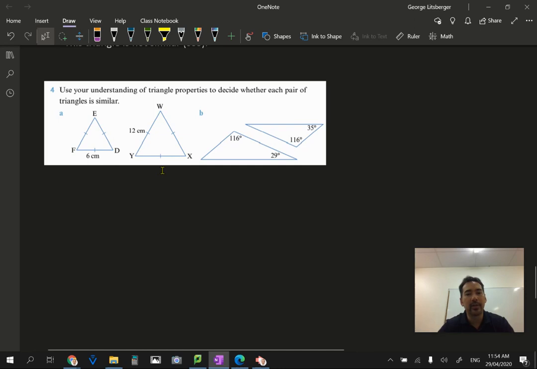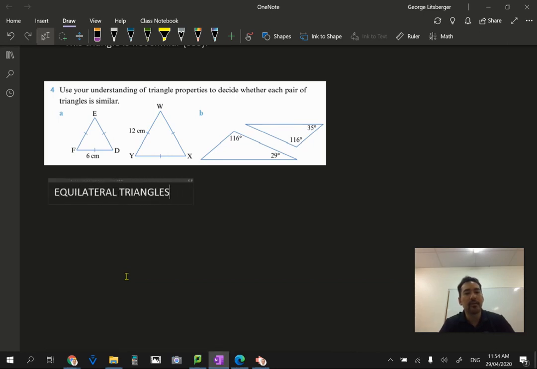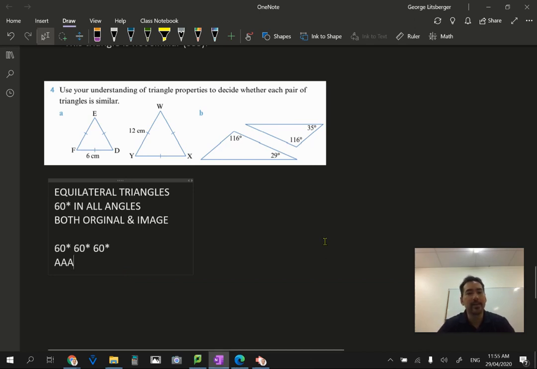So, looking at question 4a, we have an equilateral triangle, DEF, and then over here we have an equilateral triangle, WXY. Because these are equilateral triangles, they have 60 degrees in all angles, and that's for both cases, both the original as well as the image. So if they have 60 degrees, 60 degrees, 60 degrees for all angles, we can say that they must be similar. They look similar, but they must be similar using the rule AAA. Okay, so that was question 4A.